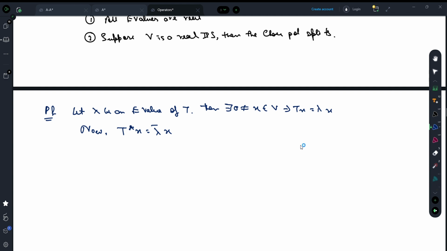But then T star of x is nothing but Tx, because T equals T star, T being given to be self-adjoint. But then Tx equals lambda x. So that implies that lambda x equals lambda bar x. But that obviously implies that lambda equals lambda bar since x is non-zero, right? But then what sort of complex numbers are such that their conjugates are equal to them? This obviously implies that lambda is real, right? So this is a very, very easy proof.